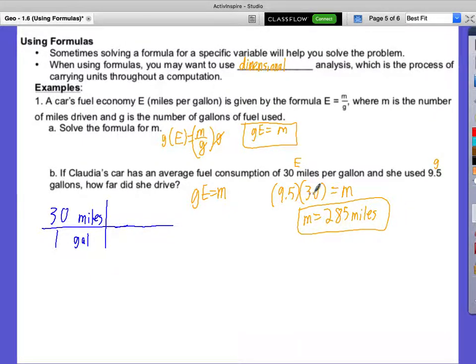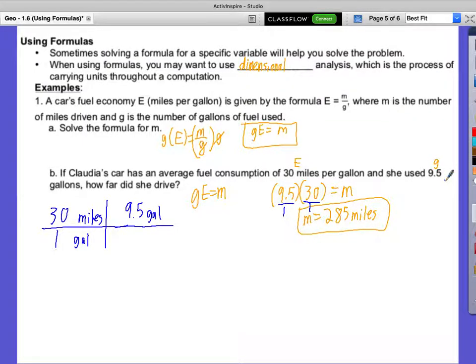We multiply 9.5 and 30. If this is 30, and this is 30 over 1, this is 9.5 over 1, right? Over just 1 of anything, okay? We can think of it that way. So we're multiplying by 9.5 gallons, okay? Because we have 9.5 gallons.